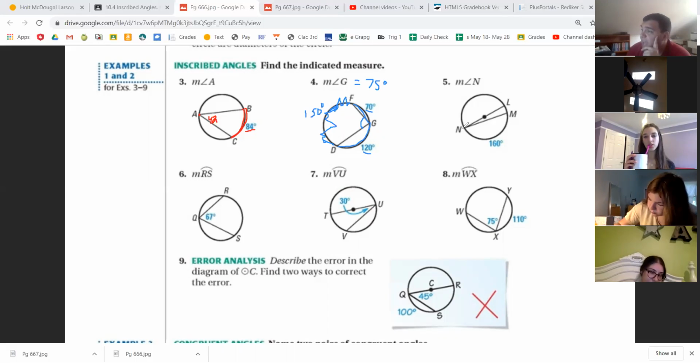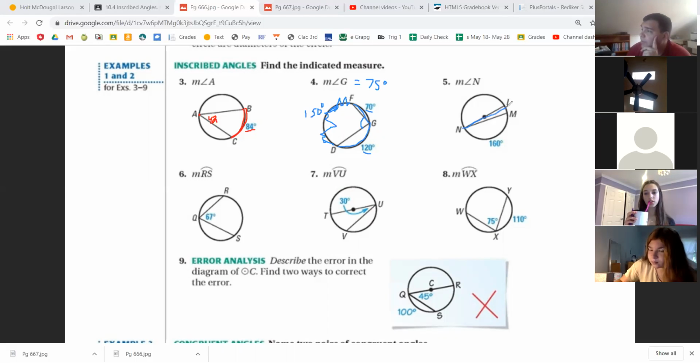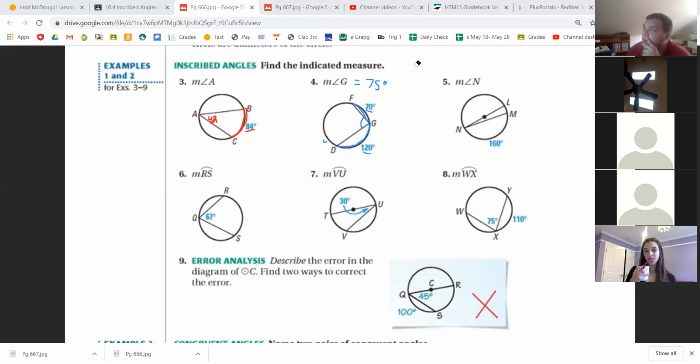Next one. Wait, I have a question. Yeah, go ahead. For number 4, I got 85. 70 plus 120 is 190. 190 minus 360, 170. You got it. Thank you. I did my math wrong. Since this is 170, then this should be 85. My fault. I did the subtraction wrong.